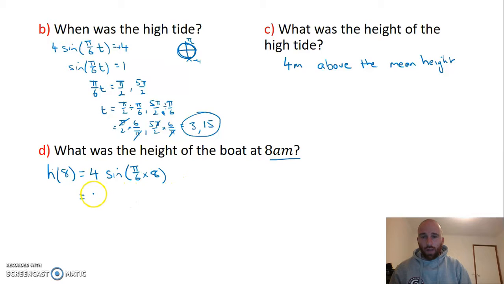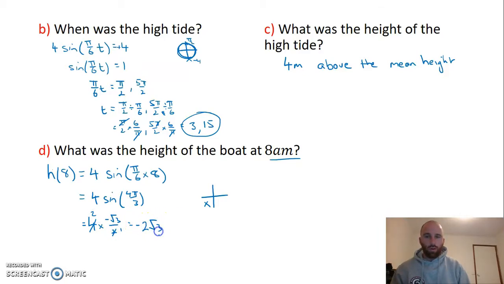To simplify, this becomes 4 sine, so 8 over 6 cancels out to 4 on 3, so 4 pi on 3. Sine of 4 pi on 3, remember that 4 pi on 3 sits in the third quadrant. So this becomes 4 times, sine is negative within that quadrant, and it's actually negative square root 3 on 2. So that comes to 2, that goes to 1, so this becomes negative 2 square root 3.